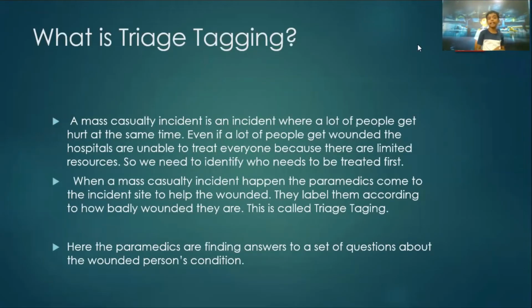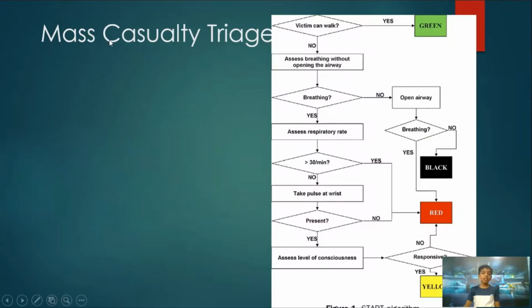Let's see what triage tagging is. A mass casualty incident is when a lot of people get hurt at the same time. This is what they do. When the mass casualty incident happens, the medics come to the incident site to help the wounded. They label them according to how badly wounded they are. This is called triage tagging.